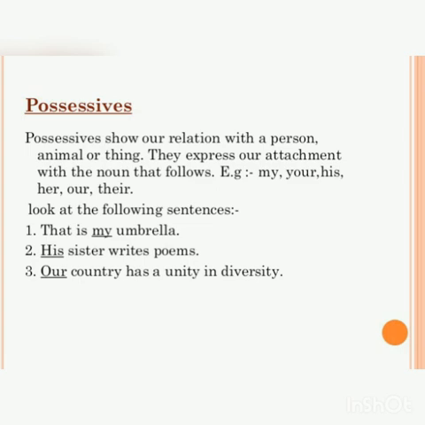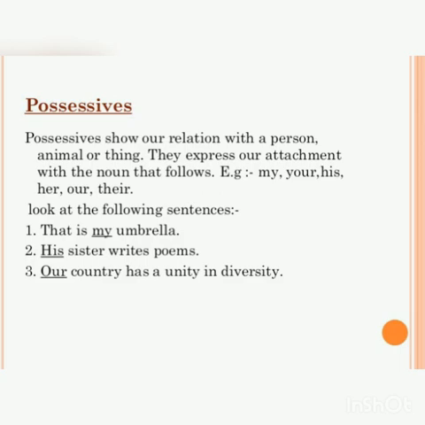Now after demonstratives, we have possessives. Now as you can make out from the word itself, possessive means relationship. So possessives show our relation with a person, animal or thing. They express our attachment with the noun that follows. Like for example, my brother, my umbrella, my book, his uncle, her aunt, etc.